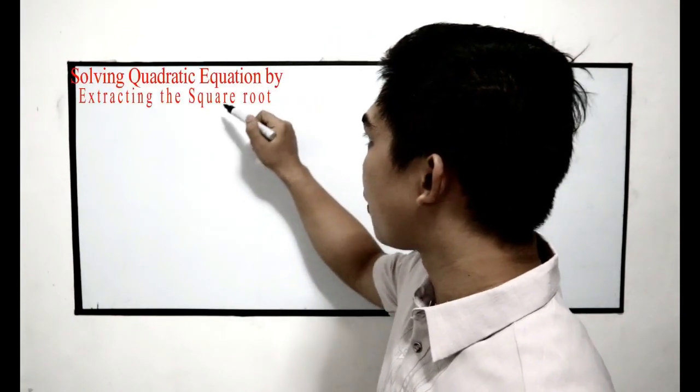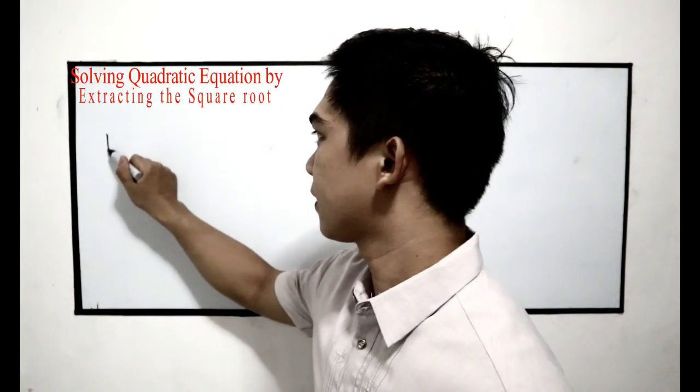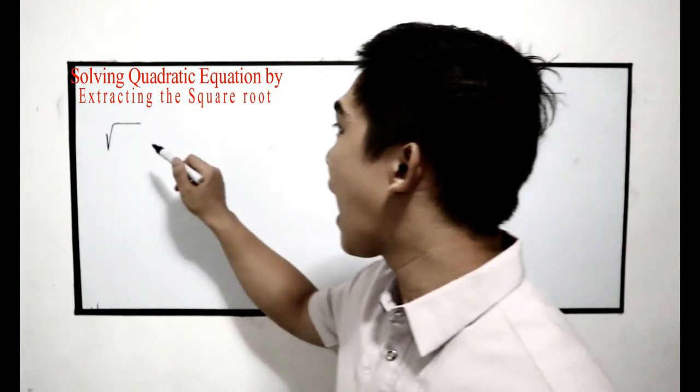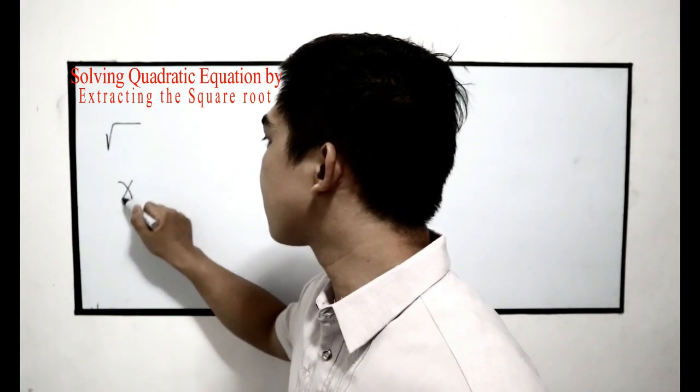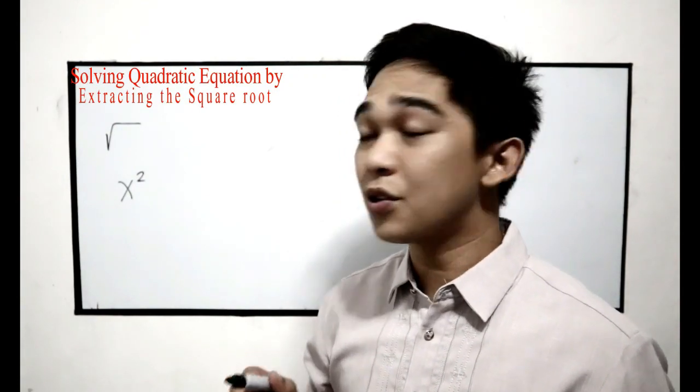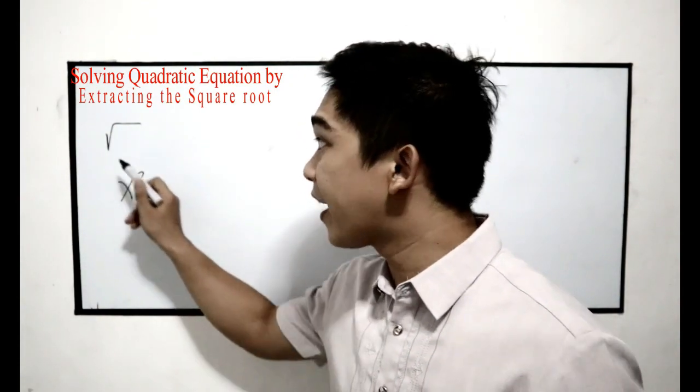Solving quadratic equation by extracting the square root. From our topic itself, we have the square root, and this is the symbol for square root. That symbol. Let's say if we have x squared. So what is the relationship of the square and the square root?